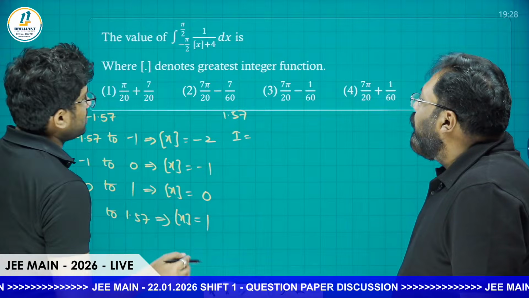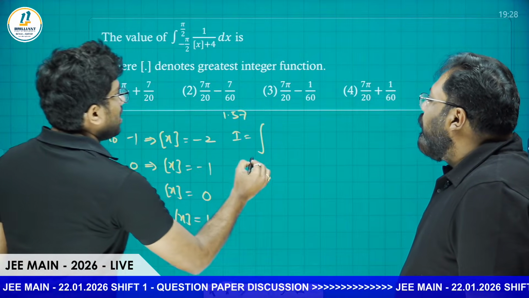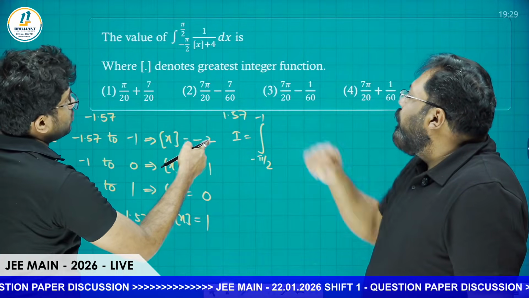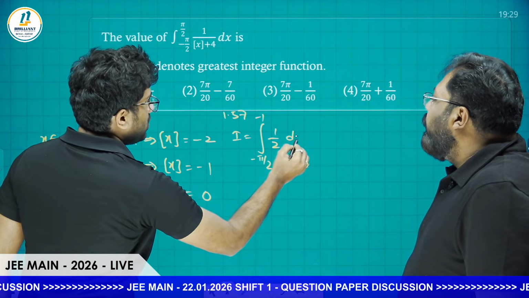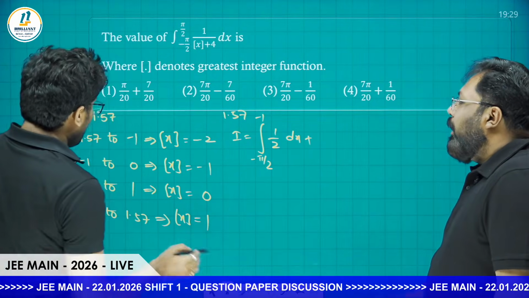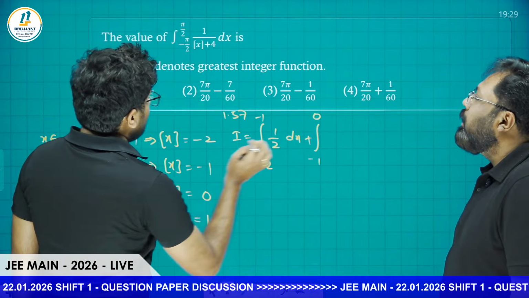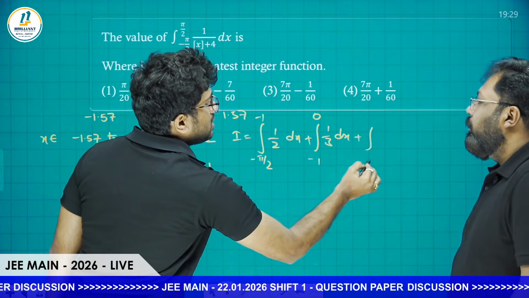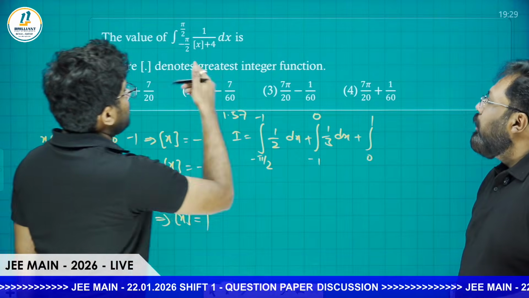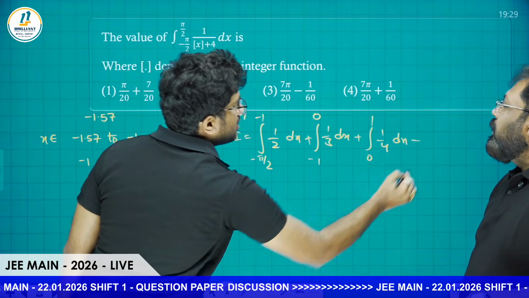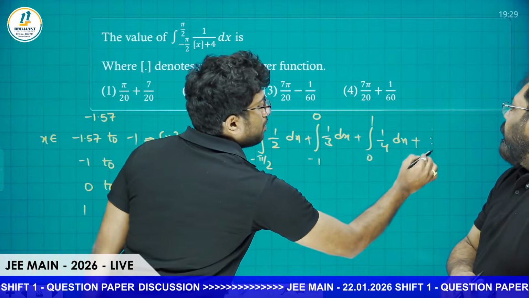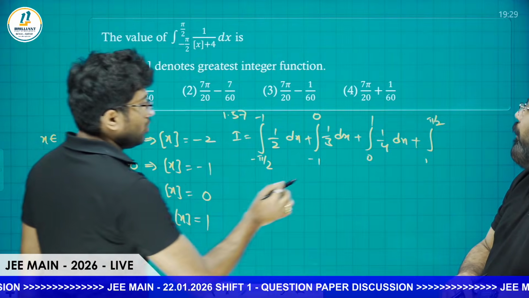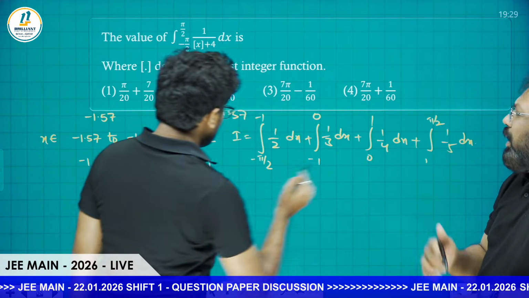Let's say the given integral I is equal to, first, from minus pi by 2 to minus 1, 1 by (4 minus 2), which is 1 by 2 dx. Plus from minus 1 to 0, step x value is minus 1, so it is 1 by 3 dx. Plus from 0 to 1, step x value is 0, so directly it is 1 by 4 dx. Plus from 1 to pi by 2, step x is 1, so 1 by 5 dx. Only constants, so direct integration.